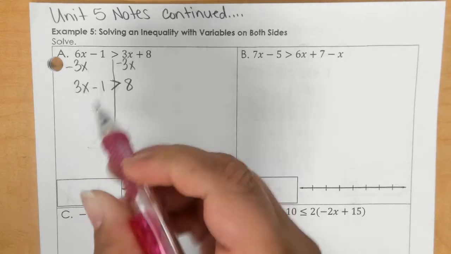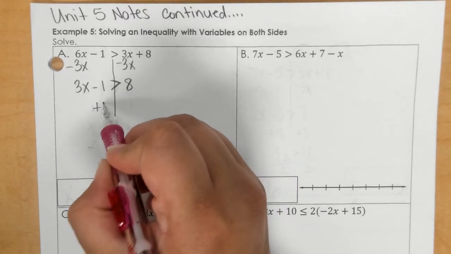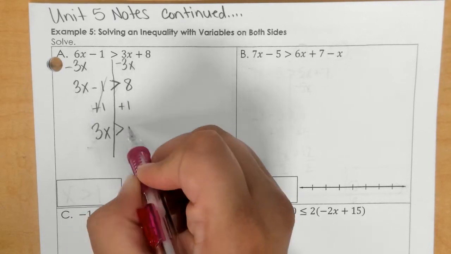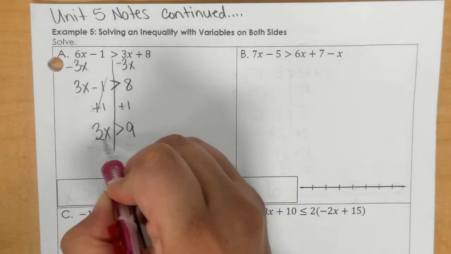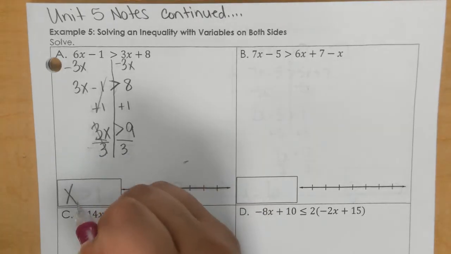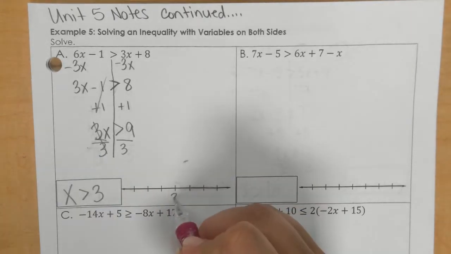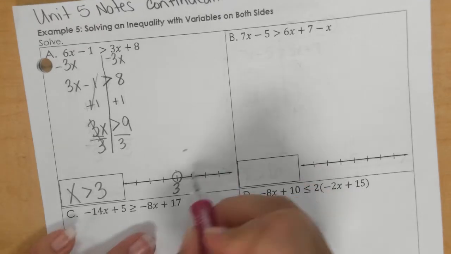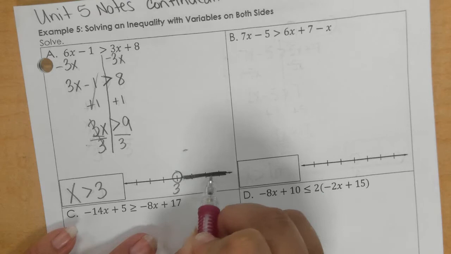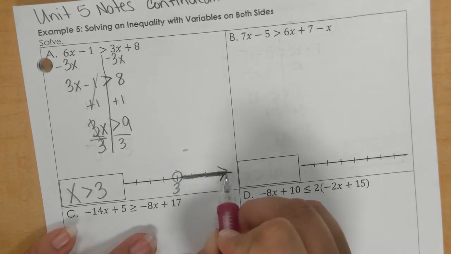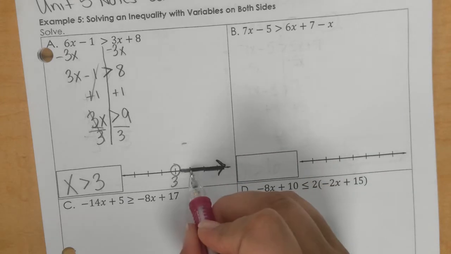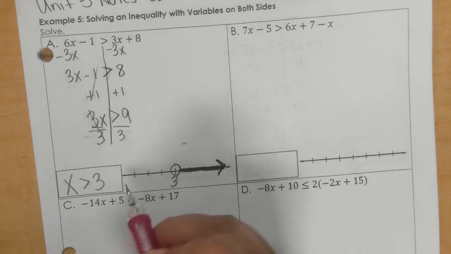Now you're at a two-step inequality, so we are going to add 1 to both sides. And 3x is greater than 9. Then we're going to divide both sides by 3 and get x is greater than 3. And then we draw our arrow towards greater than, and it's an open circle since we don't have the equal to part.